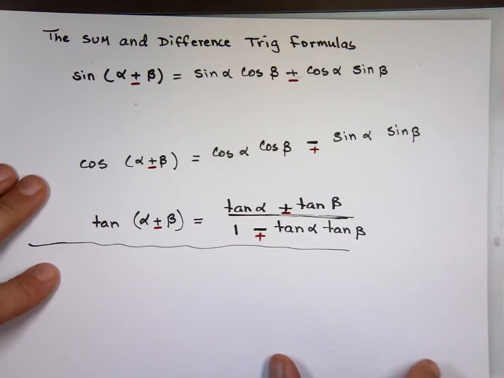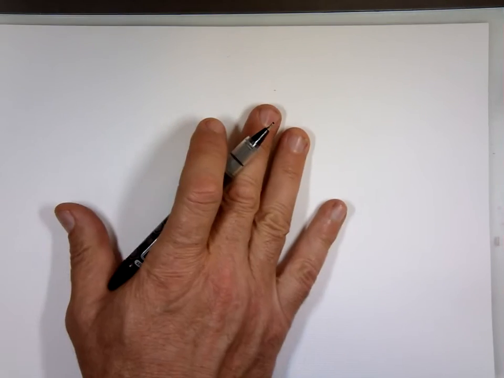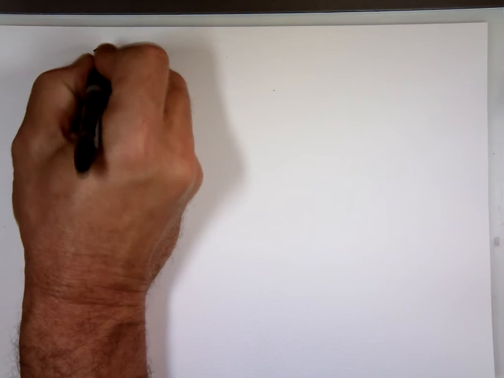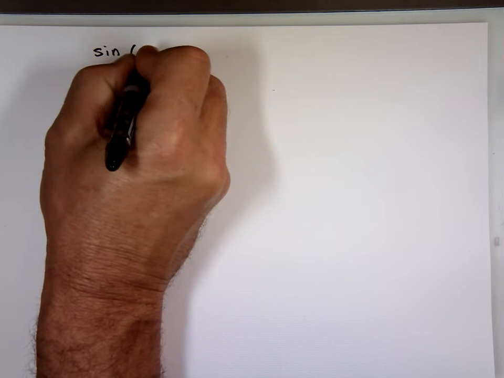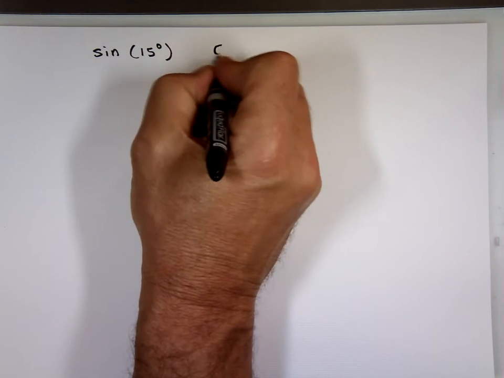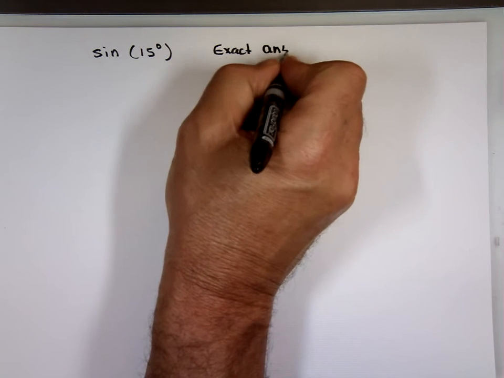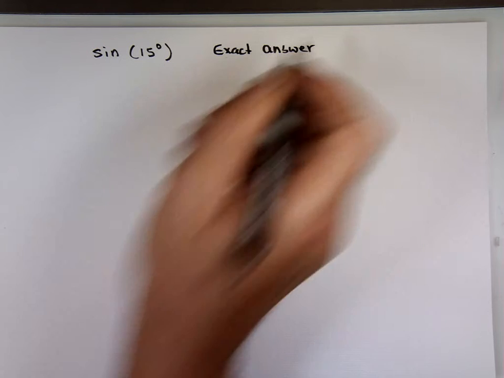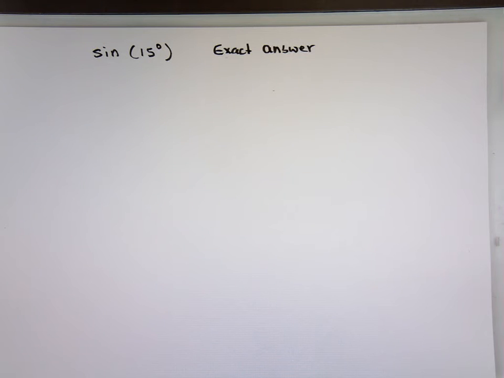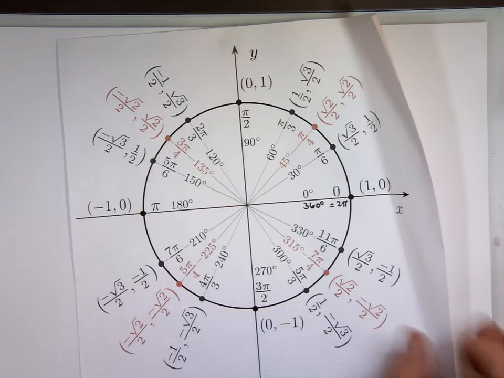Maybe I'll go on the next page because I might need it. I don't know how much space I need. The question is, I need sine 15 degrees. Exact answer. Not approximation. How is that unit circle going to help me? 15 degrees.